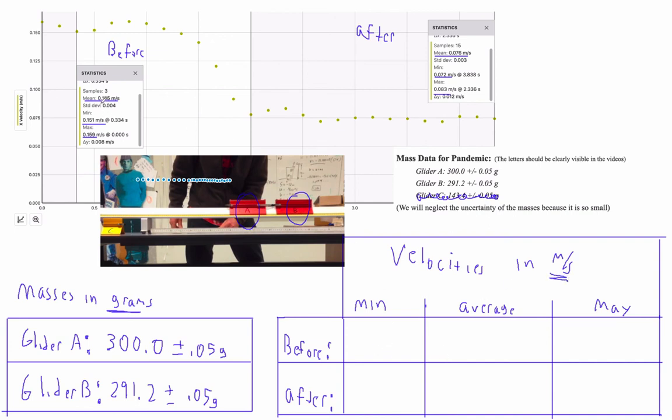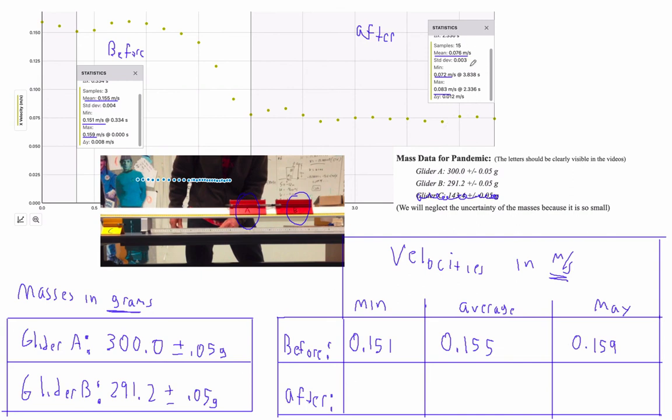Okay, so before our minimum was 0.151. Okay, so 0.151 for me. The mean was, and mean in this case doesn't mean Mr. Murray was mean to me. It means average. 0.155. And then our maximum was 0.159. And we're done with before.